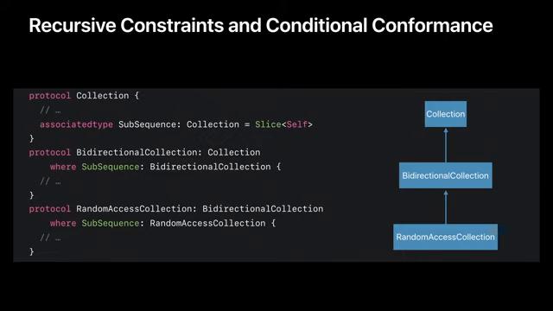Recursive constraints are a powerful tool. Used with associated type and protocol where clauses, they help us write the protocol requirements we need to express divide and conquer algorithms naturally in generic code.